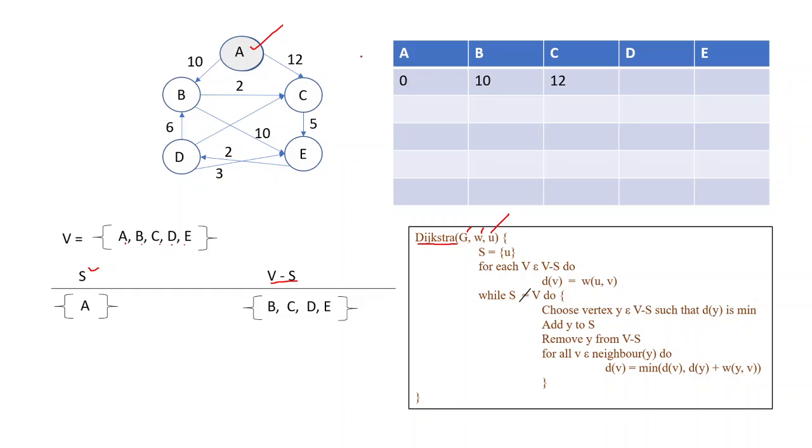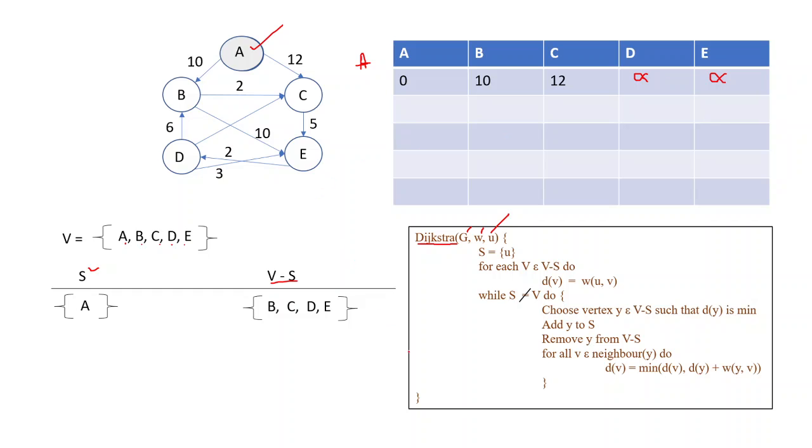Now this table is drawn in accordance to A, that is the source node or the start node. Now from A to B we have a path which costs 10, and from A to C we have a path which costs 12. Now till now there is no path to D or E. So in this case we will be considering that D and E have a path cost of infinity.